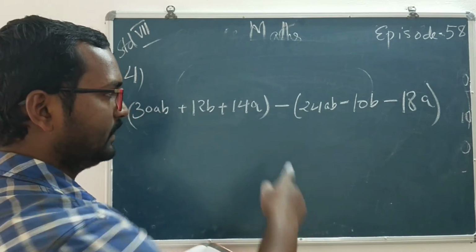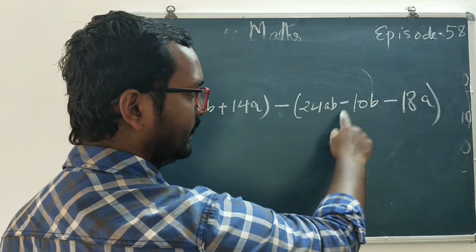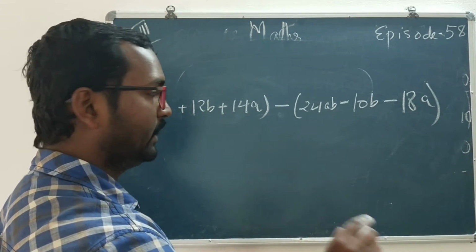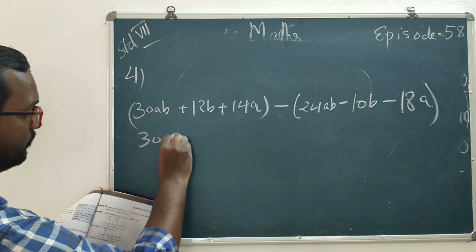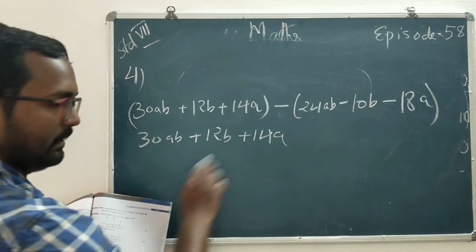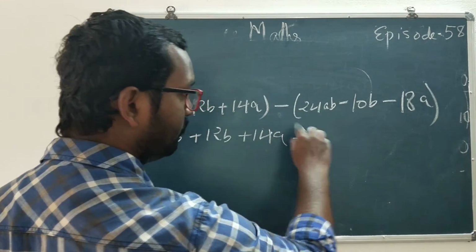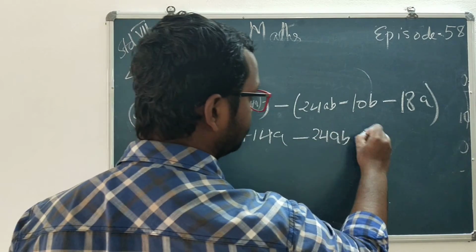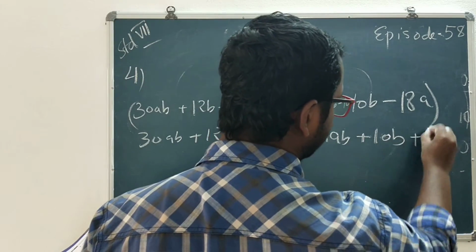Now what is the reason? See here, because of this minus sign, the sign which is inside will change. So minus becomes positive, positive becomes negative. That's how it works. So let me expand it one time. 30AB plus 12B plus 14A is going to be the same. There will be no change in this sign. But because of this minus, when we open the bracket, this will become minus 12B 4AB. This minus will become plus 10B. And this minus will become plus 18A.